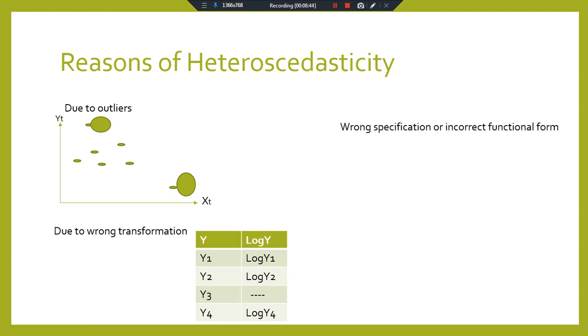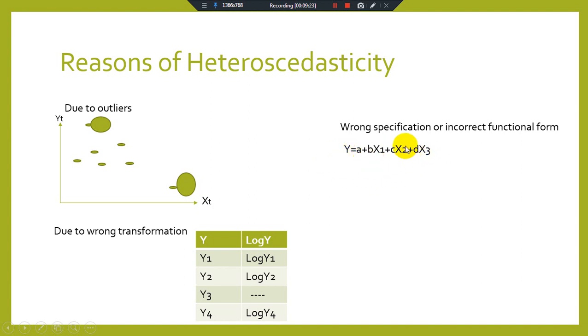Okay, the last one is the wrong specification or incorrect functional form. You have a multiple regression model that y is equal to a plus b x1 plus c x2 plus d x3, like that. You are taking 3 independent variables, and by fault, or you can say by lack of knowledge, you are taking x2 which is also decided by x3. So in this case x2 has no significant impact on y, like that.